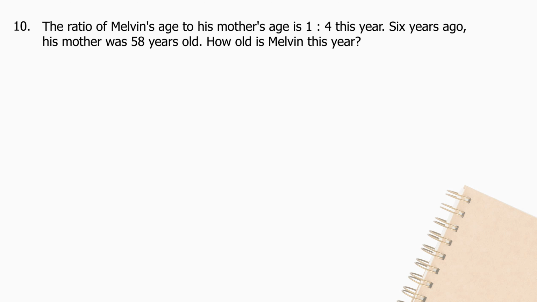Question 10. The ratio of Melvin's age to his mother's age is 1:4 this year. 6 years ago, his mother was 58 years old. How old is Melvin this year?